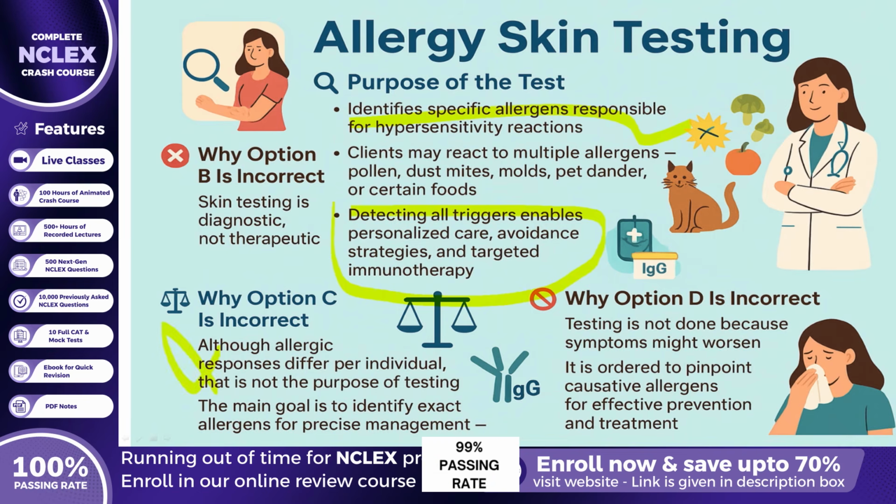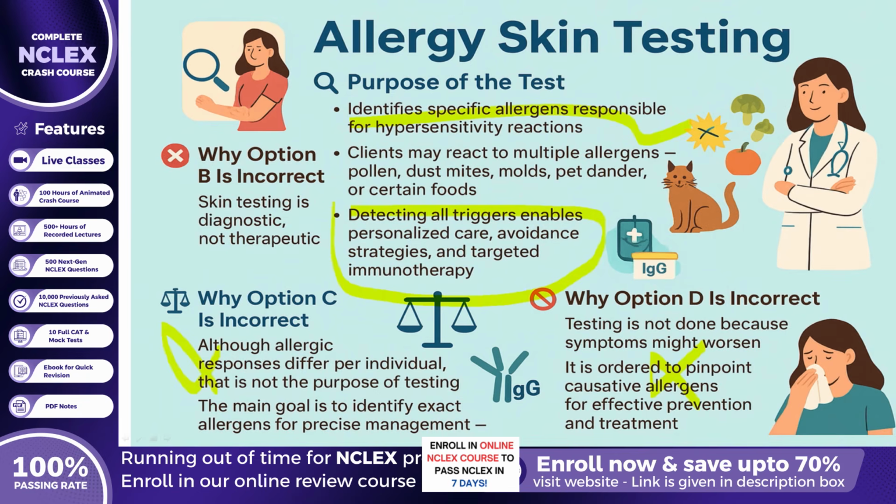Although allergic responses indeed differ among individuals due to genetic and environmental factors, this explanation does not clarify why the test is conducted. The test's goal is to pinpoint specific allergen sensitivities, which is essential for targeted management. Option D is also not the right rationale. Allergy testing is not primarily ordered because symptoms could worsen, but rather to identify causative allergens for effective treatment and prevention. Although uncontrolled allergies may become more severe, that is not the reason the test is performed.